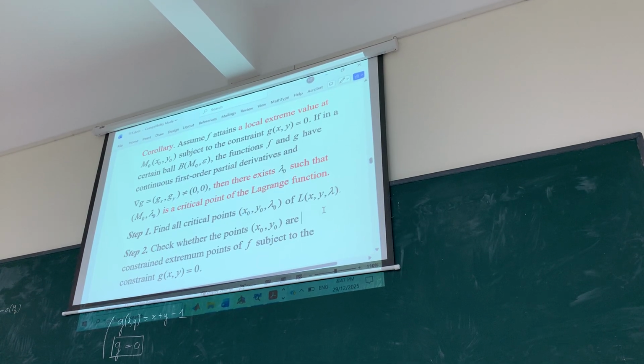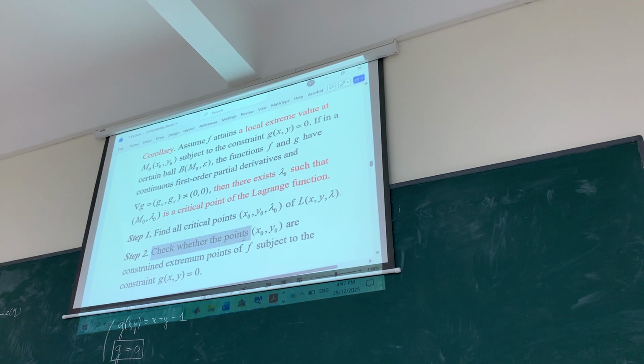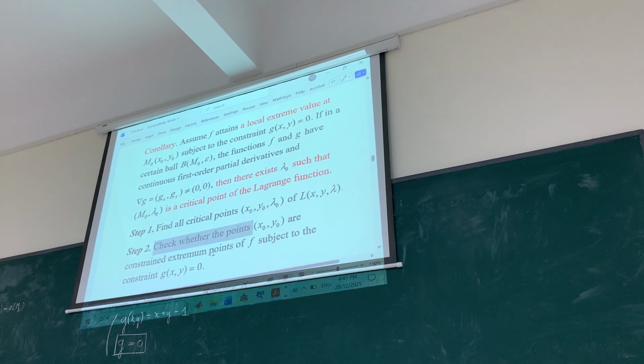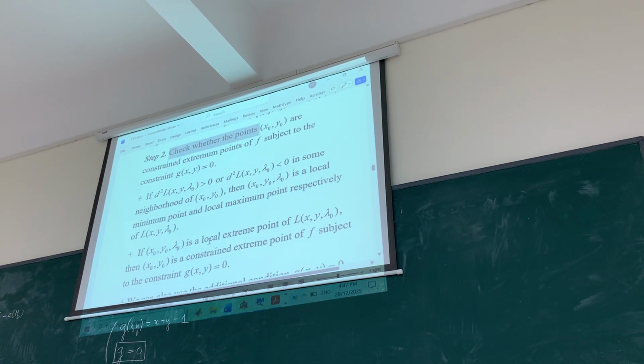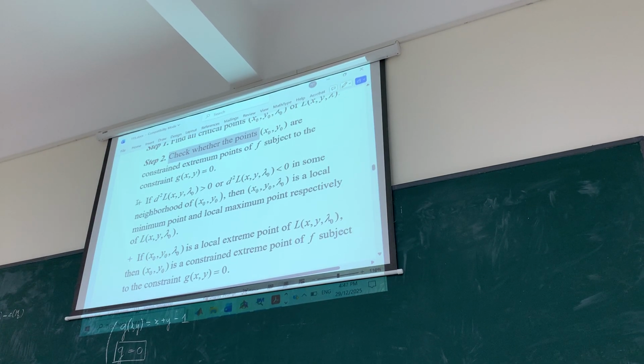The question: how to check the point x0, y0, whether it is a constraint extremum point? How to check? You can follow the following property here.